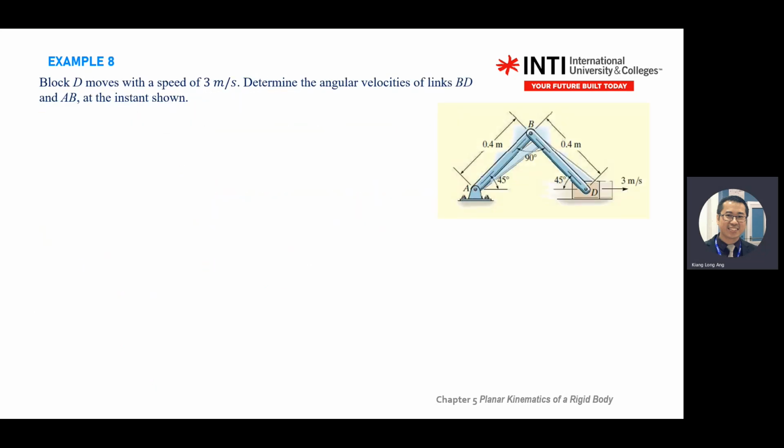Okay, so you continue with your understanding just now. Think very fast. Okay, example 8. You have learned how to draw the IC point, and then you look at example number 8. You'll see this is a link. We call it link or arm. So you have AB link and link BD.